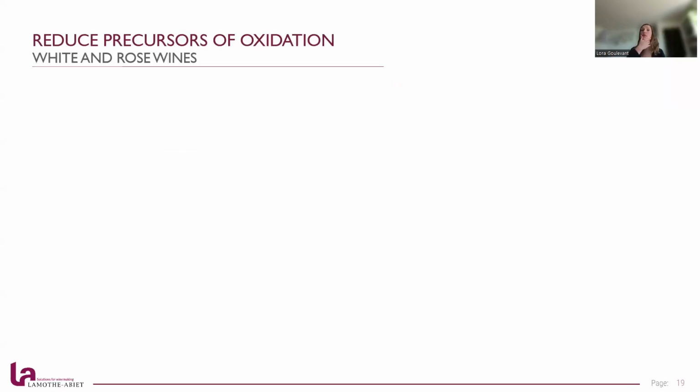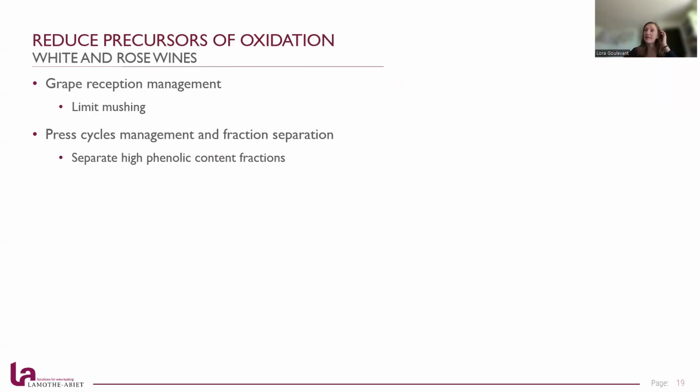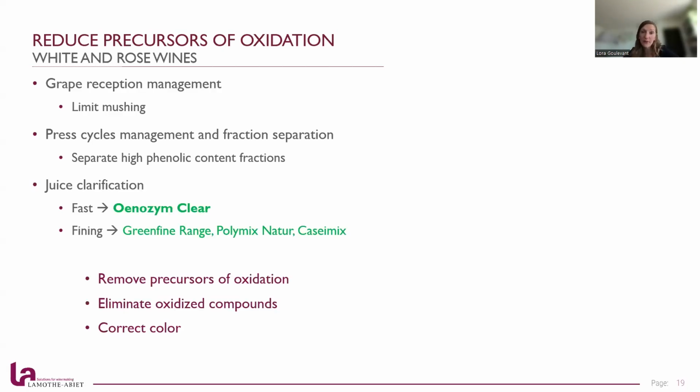Then, how to avoid and reduce precursors of oxidation. So on white and rosé, if you are pressing, the grape reception management is very important. You need to limit transfer, mushing, basically, because this is when your grapes are starting to be oxidized. In terms of press cycle, there are different techniques or different presses that can avoid the production of more oxidation and the extraction of more phenolic compounds.